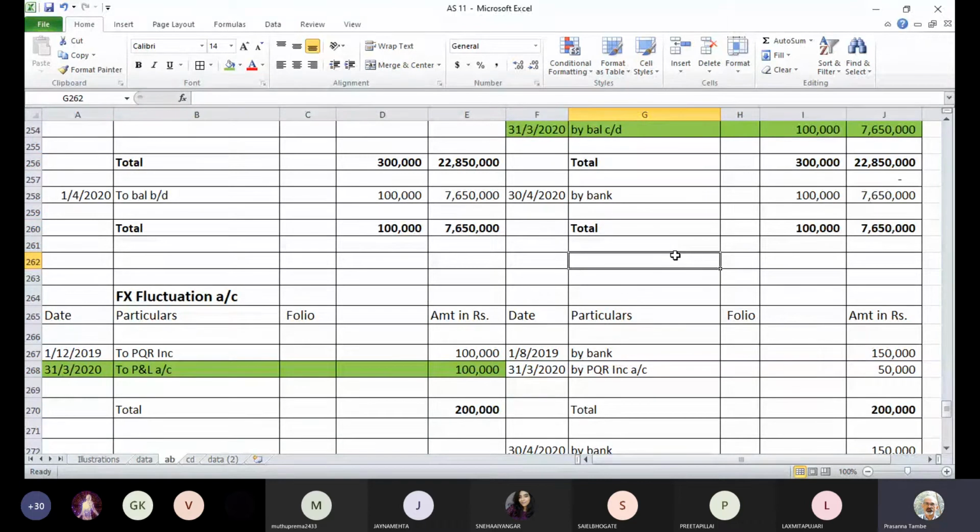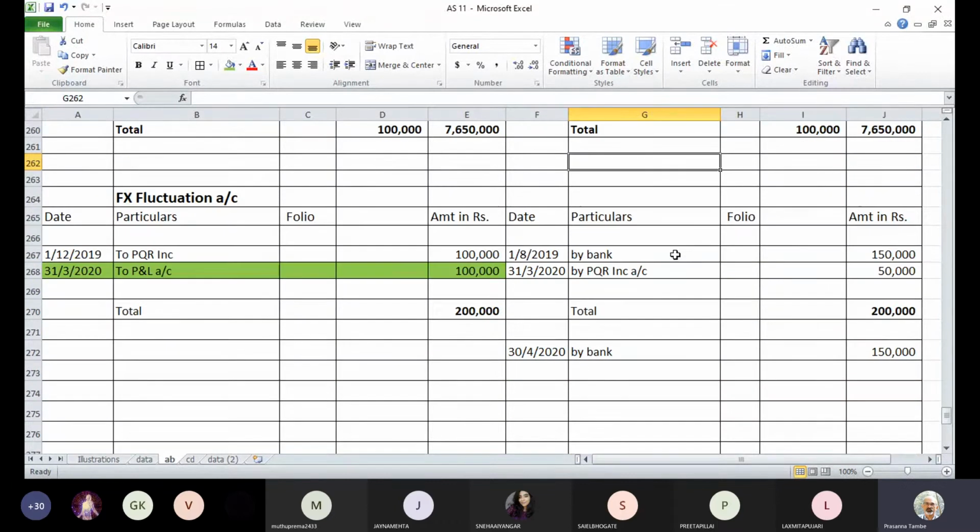Okay. So this account is automatically closed, PQR Incorporated party account. And FX fluctuation account, we are not having any other transactions. We don't have any information. So we will close the account on 31st March 2021.